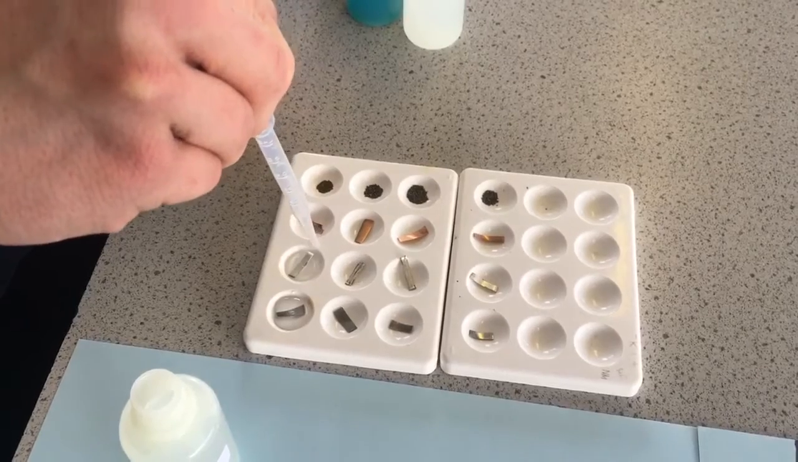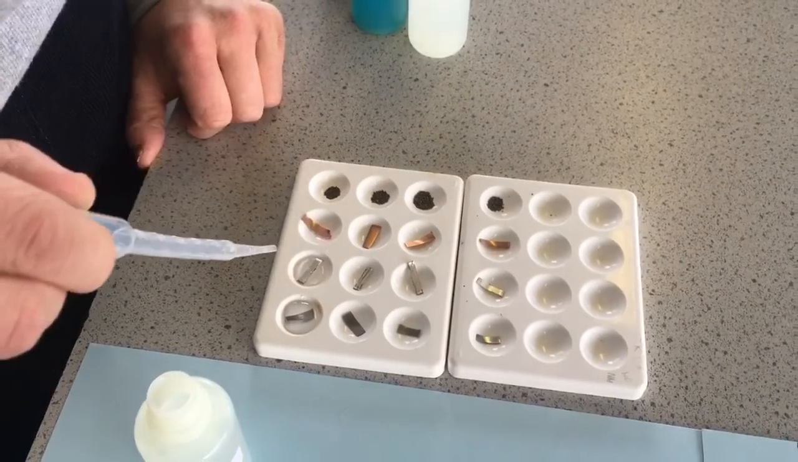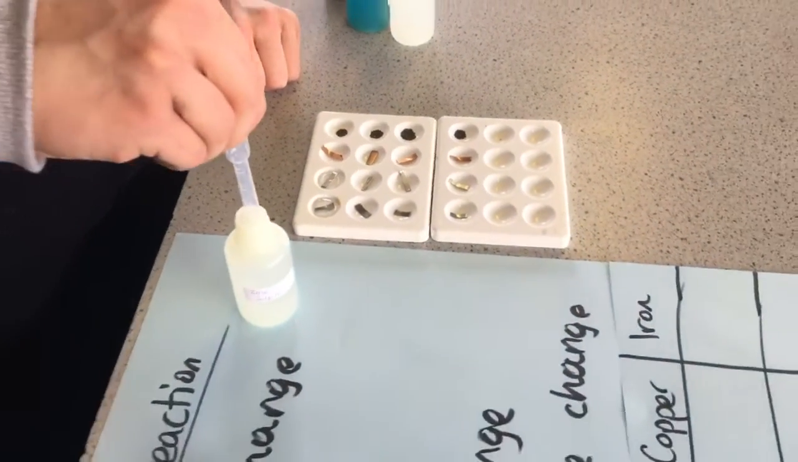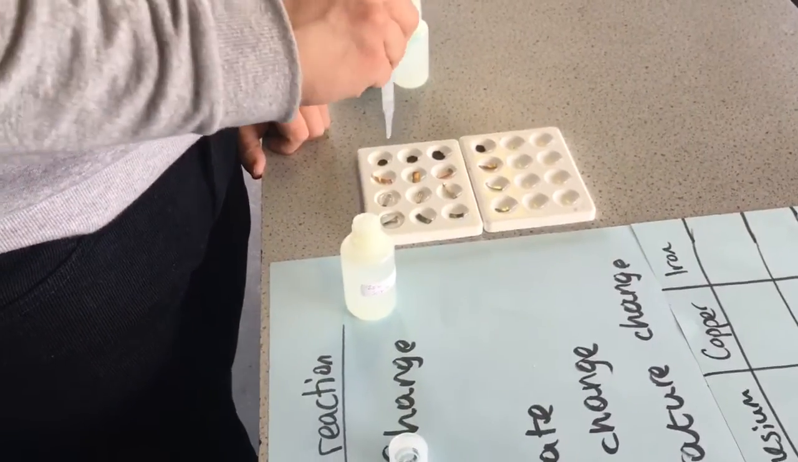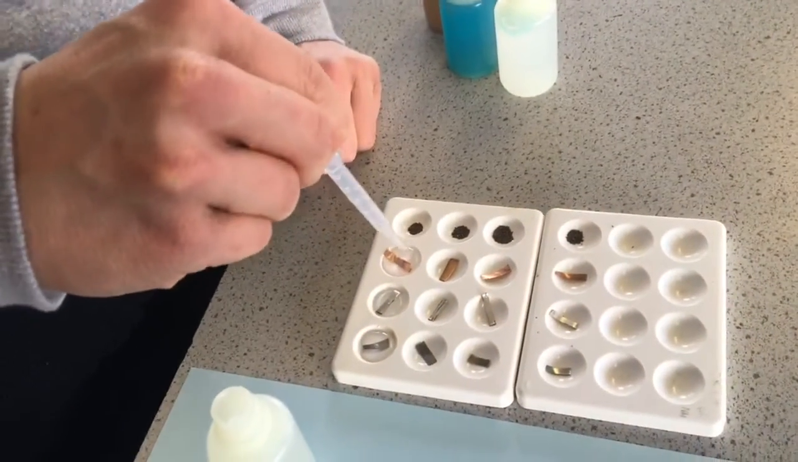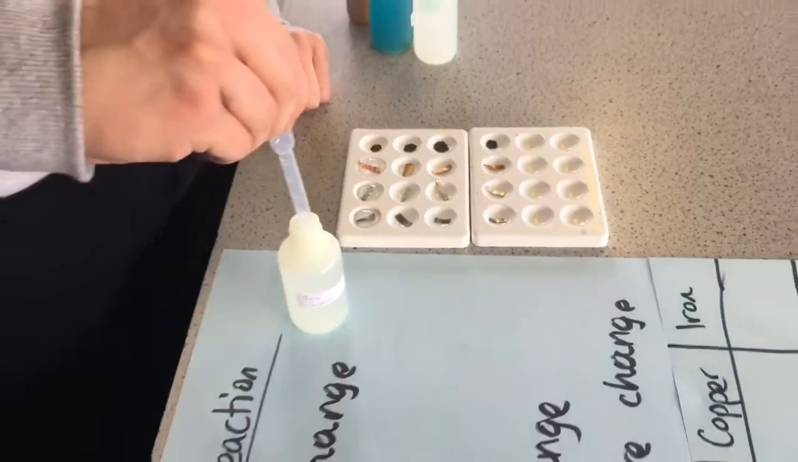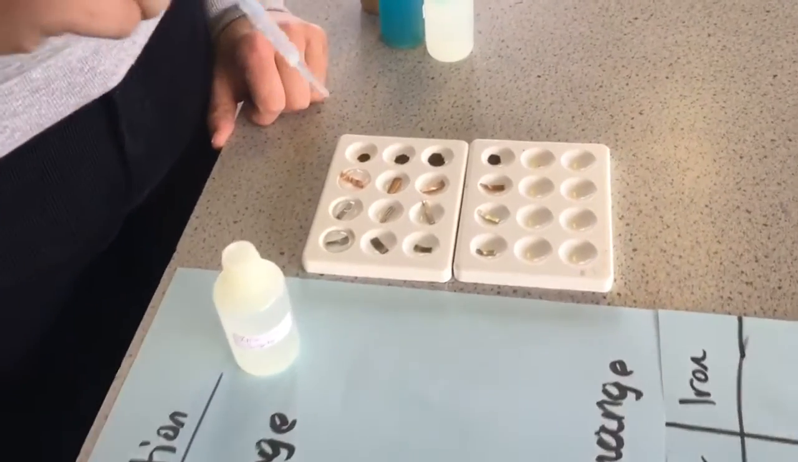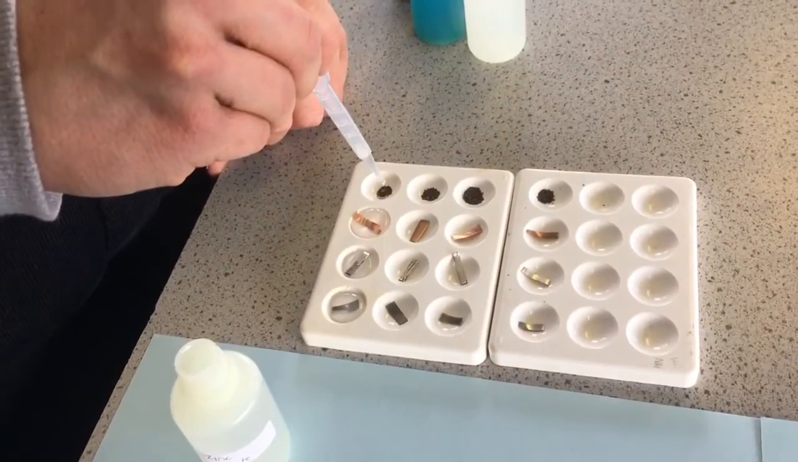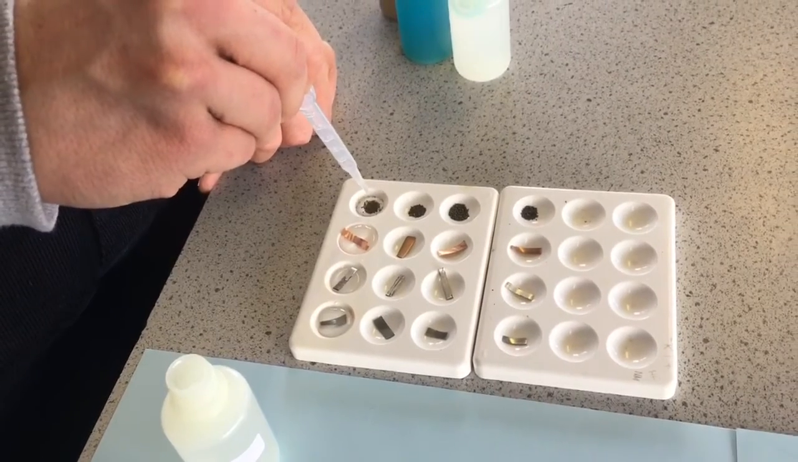And perhaps we'll leave them, just sort of settle, and then we'll come back to them. So we've got zinc and copper. Now, I'm not sure copper will take the place of zinc either. And then finally, we've got zinc and iron.